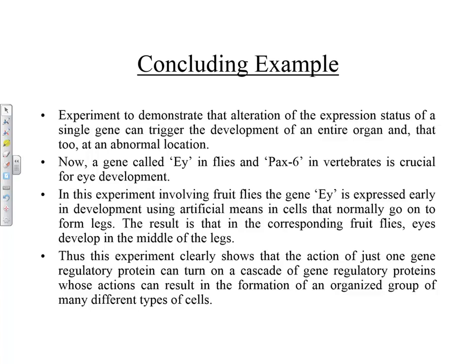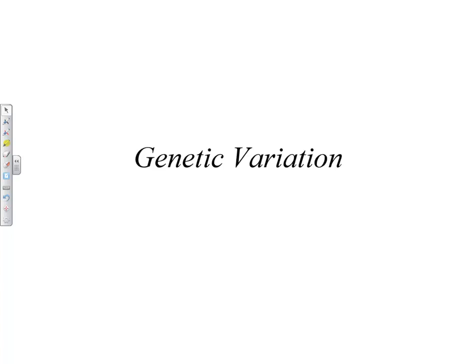The result is that the corresponding fruit flies develop eyes in the middle of the legs. Thus this experiment shows that the action of just one gene regulatory protein can turn on a cascade of gene regulatory proteins whose actions can result in the formation of an organized group of many different types of cells. You're getting a complete eye on the leg. And you could probably try it somewhere else too, if you wanted.